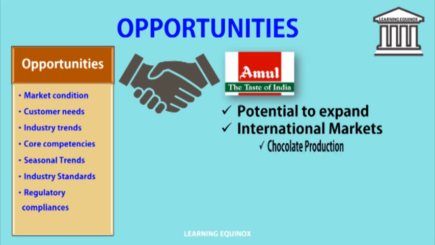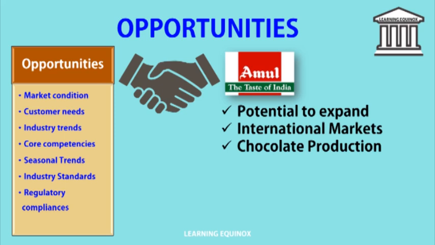Chocolate production. Amul can invest more in chocolate production and thrive in chocolate selling business. With good advertising and more focus on this product, it can even grow in this area. So that's one potential capacity which is not yet tapped to its fullest.